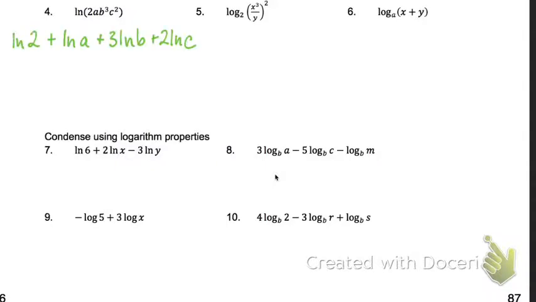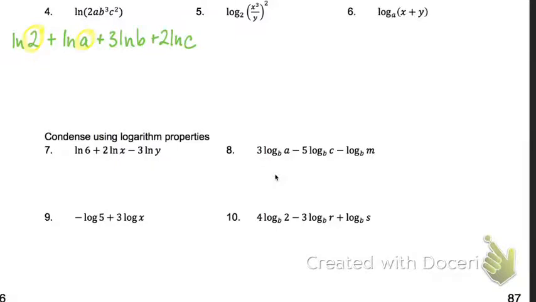I think that the biggest mistake I see people make is that they forget to separate the coefficient from the variable next to it. So some people put like ln of 2a, but just remember that the number is separated from each variable. So the 2 is separate from the a, is separate from the b, separate from the c.